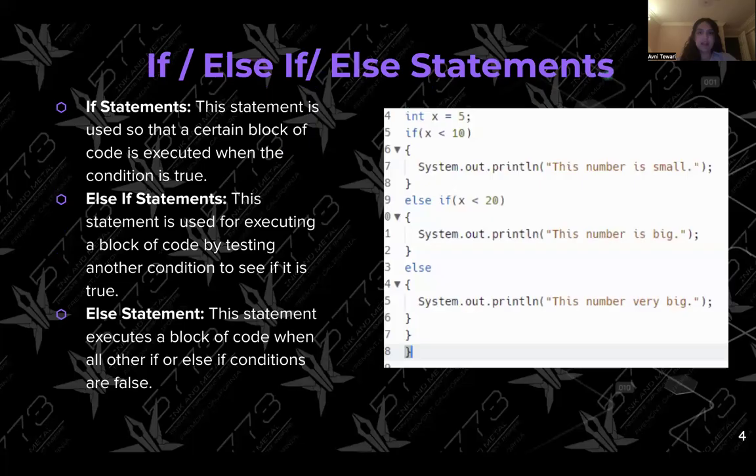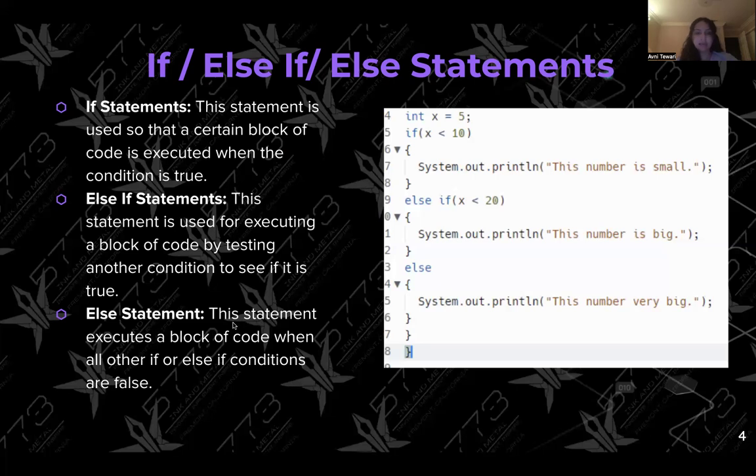These are if, else if, and else statements. An if statement is used so that a certain block of code is executed when the condition is true. So if my name is Avni, then I live here. Else if is used for executing a block of code by testing another condition to see if it's true. So when you have an if, and my name is not Avni but my name is Ruhi, then I live here. So it's if and then else if.